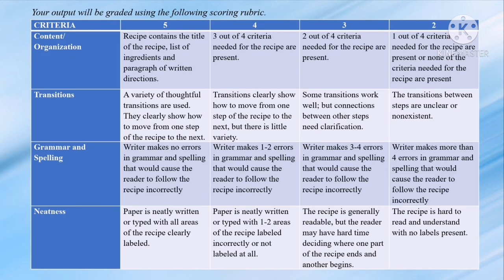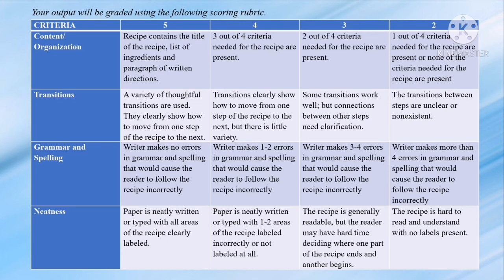Your output will be graded using the following scoring rubric. Criteria. Content. 5 points. Recipe contains the title of the recipe, list of ingredients, and paragraph of written directions. 4 points. 3 out of 4 criteria needed for the recipe are present. 3 points. 2 out of 4 criteria needed for the recipe are present. 2 points. 1 out of 4 criteria needed for the recipe are present, or none of the criteria needed for the recipe are present. Criteria.